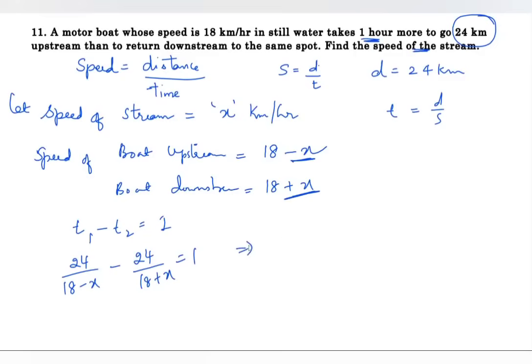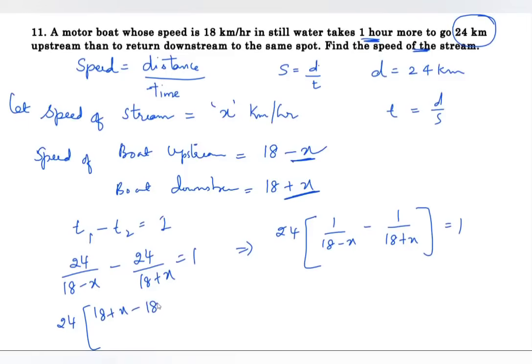Now what is common here? The common factor is 24. If you take 24 out, you get 24 times 1 by 18 minus x minus 1 by 18 plus x equals 1. Now take the butterfly method: 18 plus x into 1 is 18 plus x, minus 18 into minus x, minus into minus plus x, divided by 18 minus x into 18 plus x, equals 1.